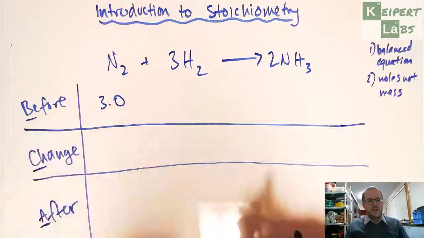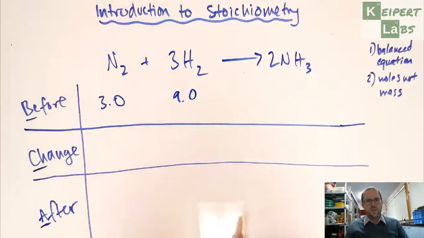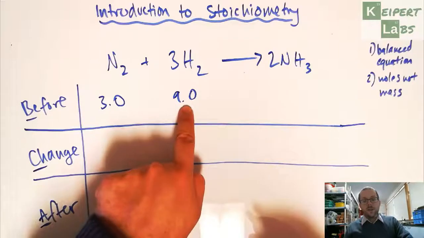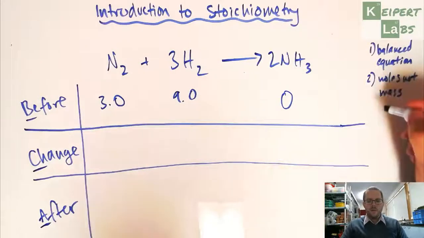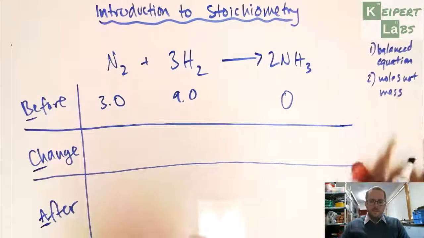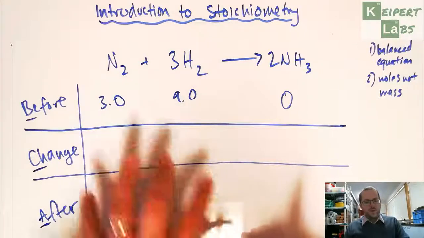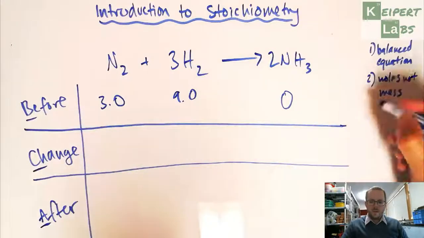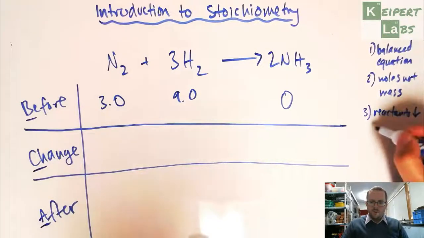So let's say that we start with 3 moles of nitrogen and 9 moles of hydrogen gas mixed together in a container. So at the start, before reaction has happened, we have 3 moles of this and 9 moles of this. Now, before any reaction has occurred, we don't have any product yet. So one of the key things there is that we always start with 0 product. All right, now what we're saying is that during the reaction, we can keep track of how the reactants decrease and the products increase. So reactants go down and products increase.